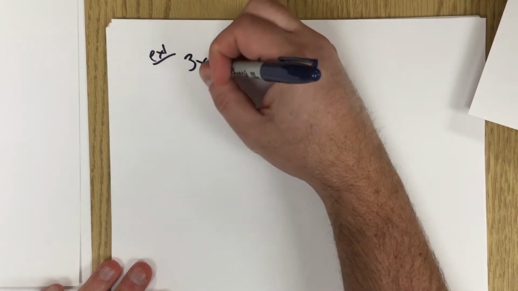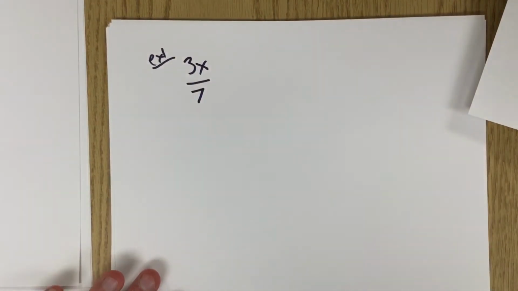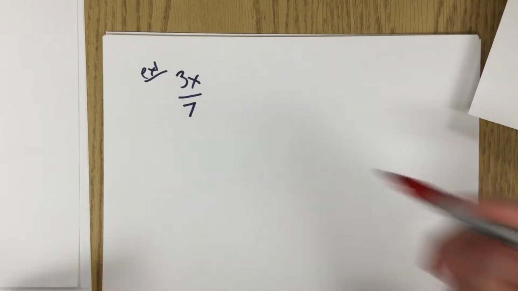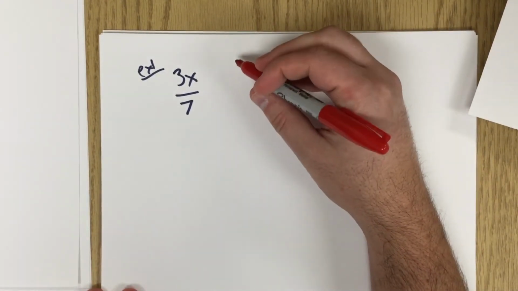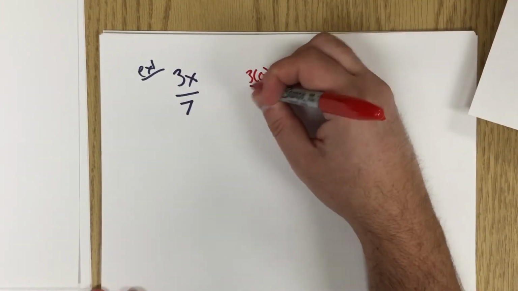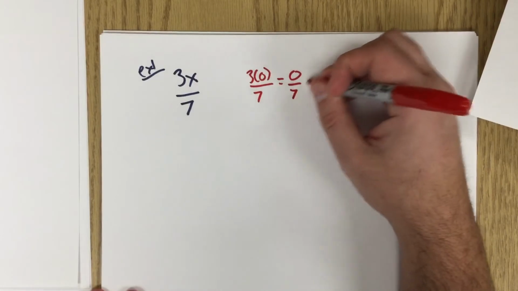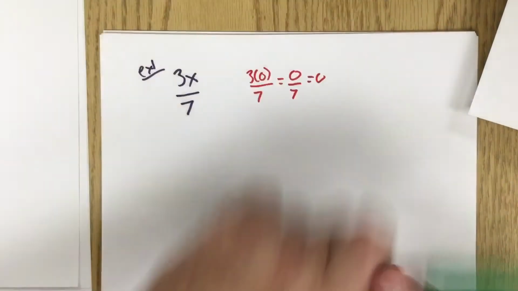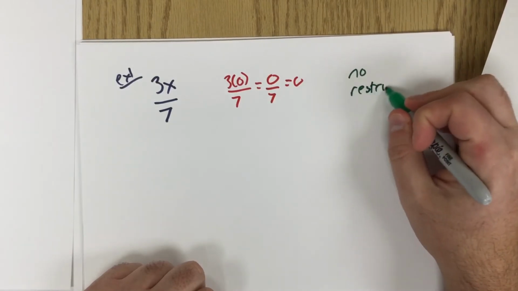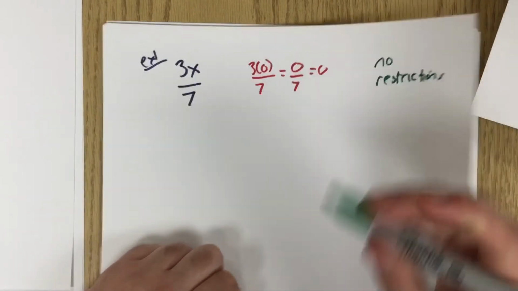So let's say we had 3x over 7, and I say, what are the restrictions? What would be a bad value for x? So could x be 0 here? It could. If x is 0, we end up with 3 times 0 over 7, which is 0 over 7, which is just 0, and nothing special about it. So there's no restrictions at all. This just works.